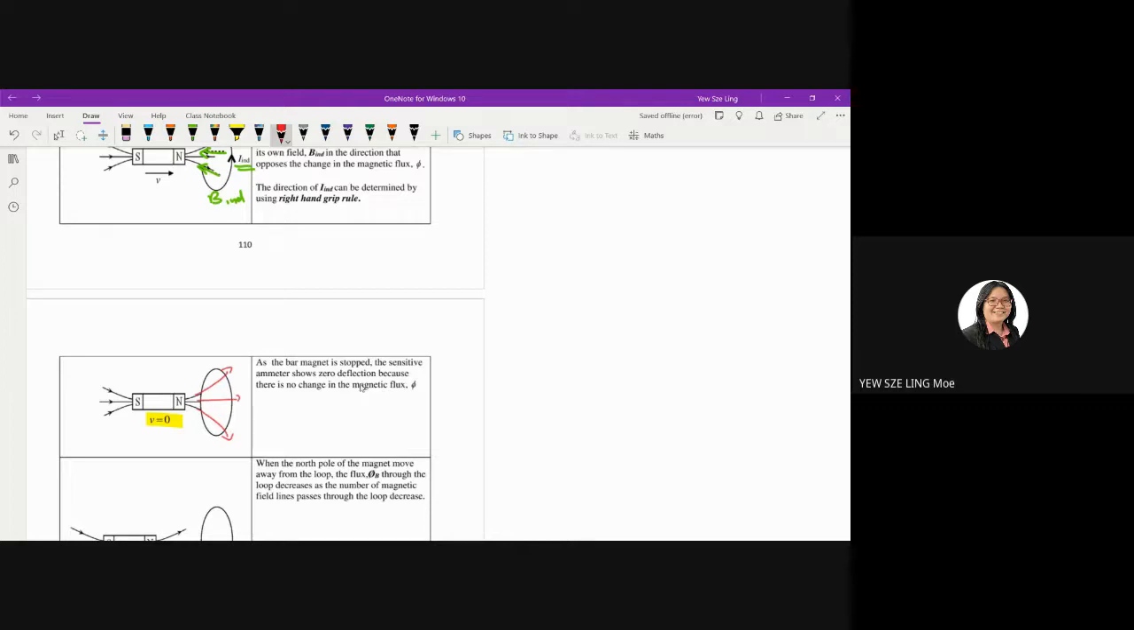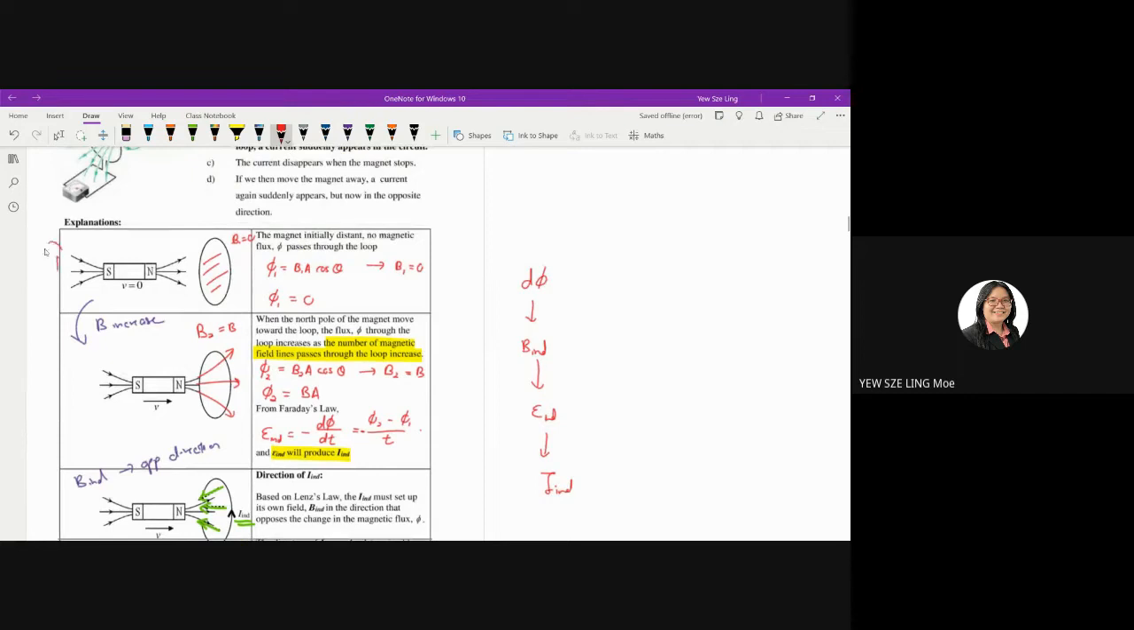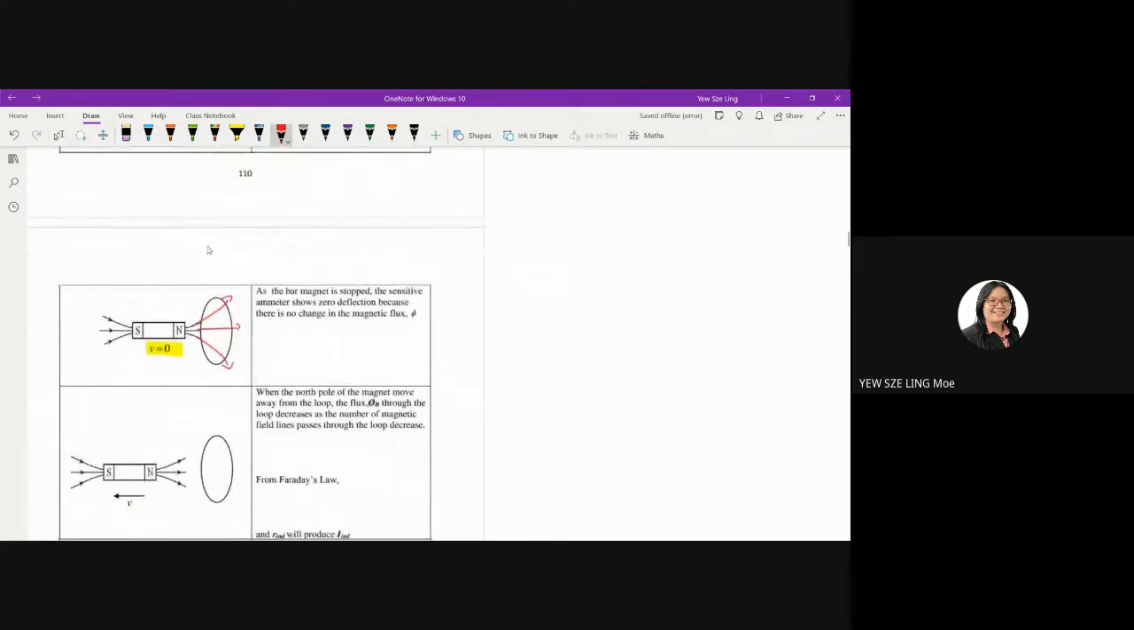What does it mean by no change in the magnetic flux? Just now I called this situation 1, I called this situation 2. If I let the process continue, this will be step number 3. In step number 3, let us calculate magnetic flux 3. Maybe just now is t equals 1 second, t equals 2 seconds, this is t equals 3 seconds. So now you let it stop. When you let it stop, we have B3 A cos theta.